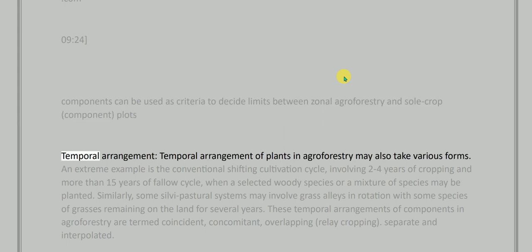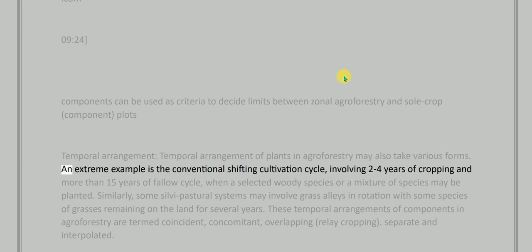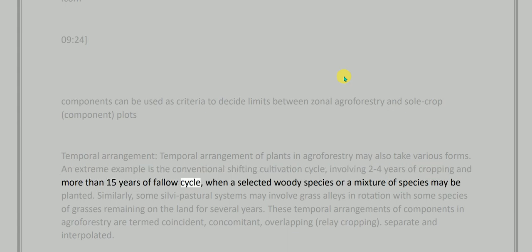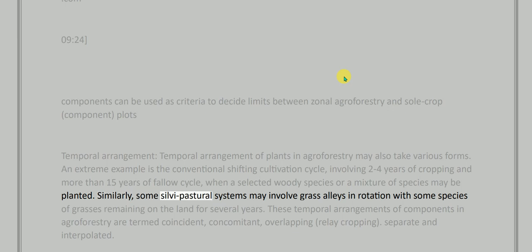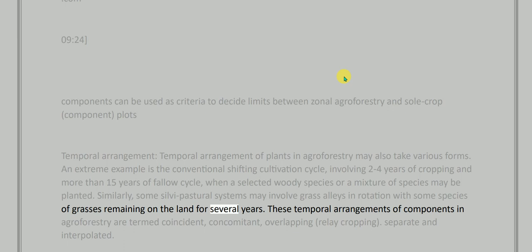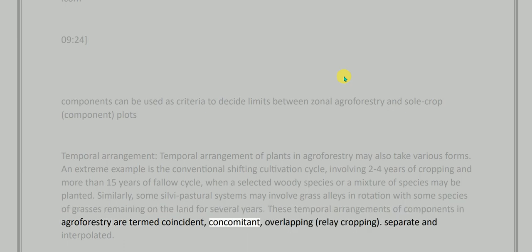Temporal arrangement of plants in agroforestry may also take various forms. An extreme example is the conventional shifting cultivation cycle, involving 2 to 4 years of cropping and more than 15 years of fallow cycle, when a selected woody species or a mixture of species may be planted. Similarly, some silvipastoral systems may involve grass alleys in rotation with some species of grasses remaining on the land for several years. These temporal arrangements of components in agroforestry are termed coincident, concomitant, overlapping, relay cropping, separate and interpolated.